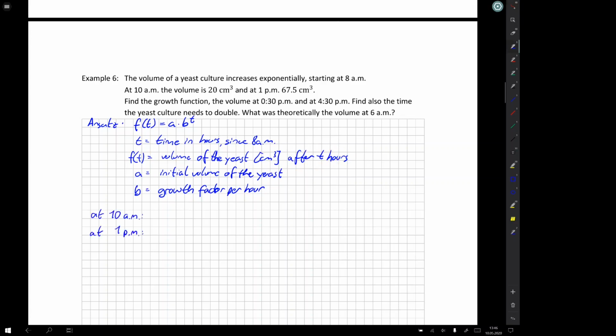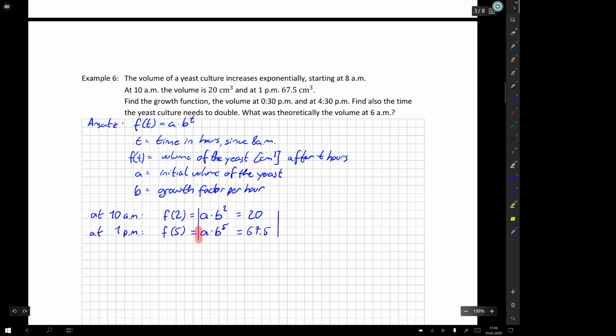We're given the volumes at 10 a.m. and at 1 p.m. 10 a.m. means 2 hours after the starting time, so this is f of 2. And that's now, using our ansatz, a times b to the power of t. The t is 2, so a times b squared. At 1 p.m., that means 5 hours after the start, we have f of 5, the yeast volume 5 hours after the start, which is a times b to the power of 5. And we are given that at 10 a.m. the volume is 20 cubic centimeters, and at 1 p.m. it is 67.5. So what we have here now is an equation system with two unknowns, namely a and b.